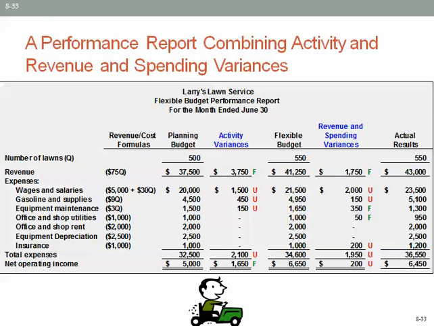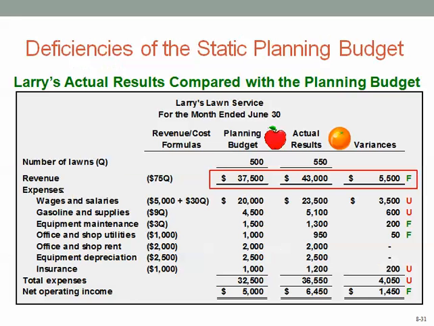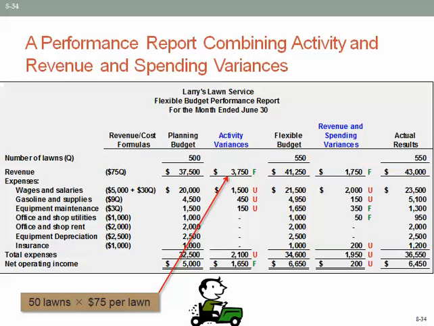The typical format of our performance report inserts the flexible budget column between our planning budget and our actual results, and then we calculate our activity variances and our revenue and spending variances on the same report. Recall, we had a total favorable spending or revenue variance of $5,500. Let's see how that's broken down between our activity and our revenue variance.